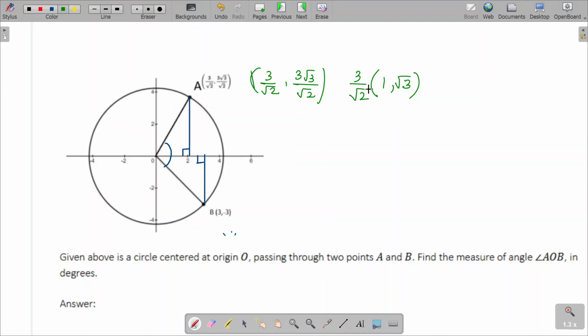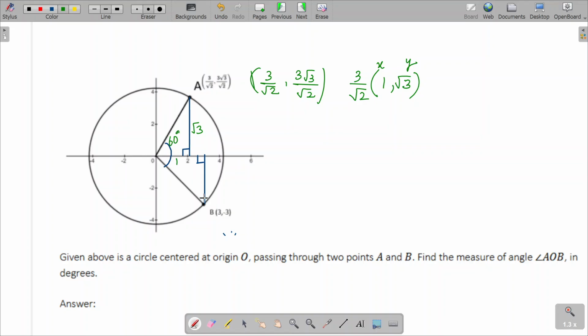1 comma root 3. So can I say this is root 3 and this is 1? Yes, because this is the x-axis, and this is the point on the y-axis, right? Now you already know that the angle opposite to root 3 will be 60 degrees.